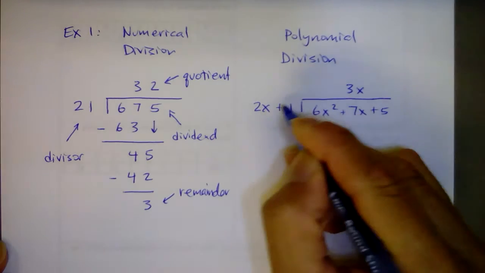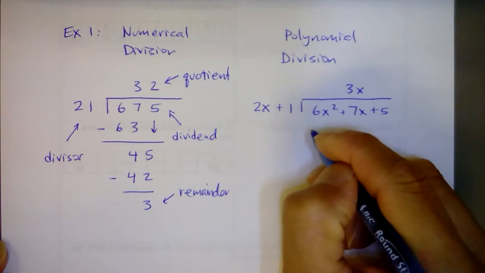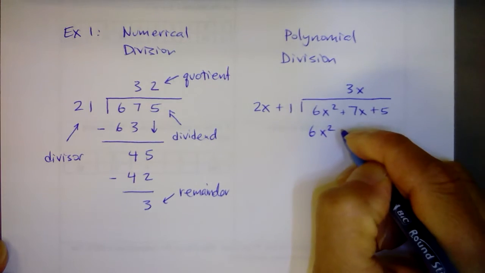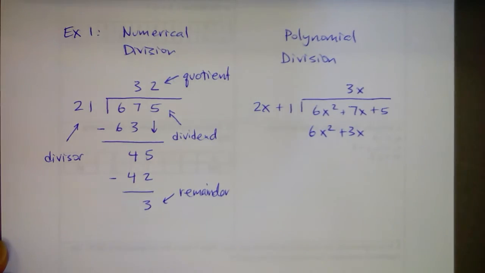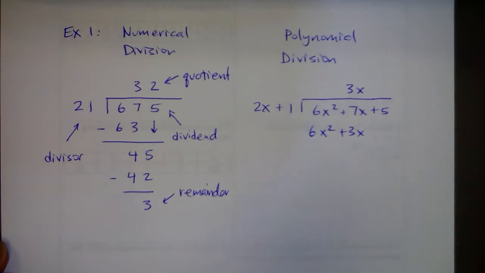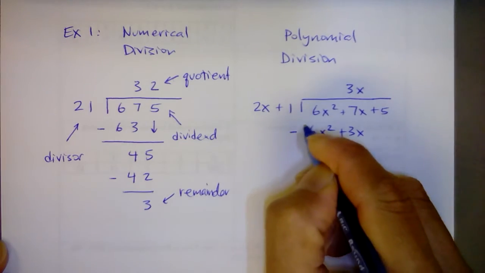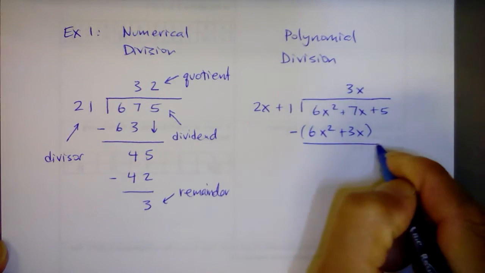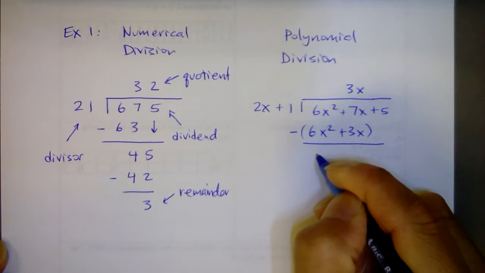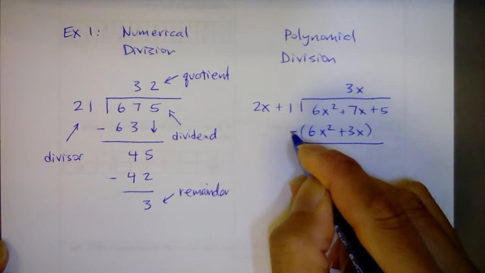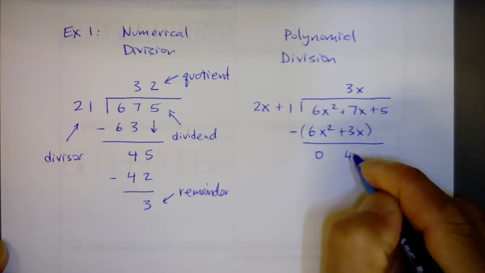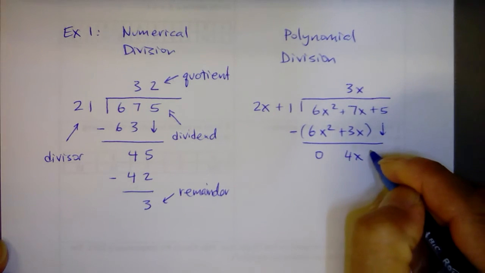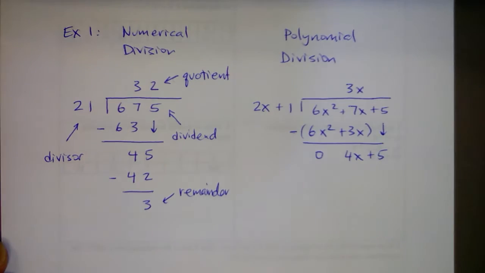Now we'll take this 3x and multiply by 2x plus 1 and get 6x squared plus 3x. The next step is to find the difference between these two. 6x squared minus 6x squared is 0. 7x minus 3x gives us a 4x. We'll drop the 5 here for 4x plus 5.